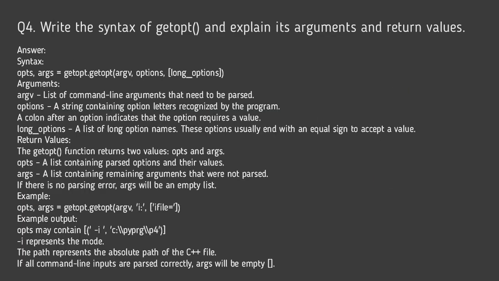The getOpt function is used to process command line arguments in Python. Its syntax includes argv, options, and long options. It returns two values called opts and args. Opts stores parsed options and values, while args contains any remaining arguments. If parsing is successful, args will be empty.